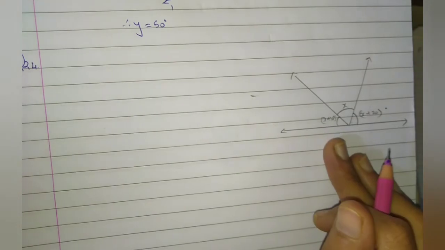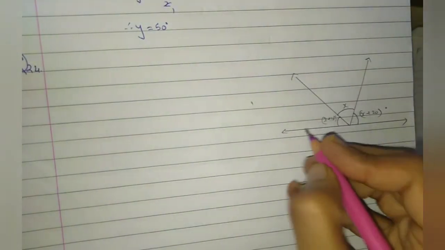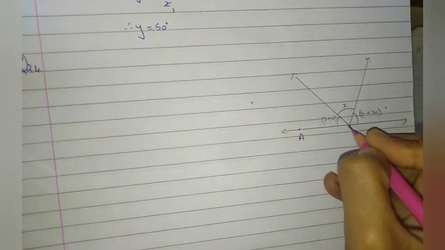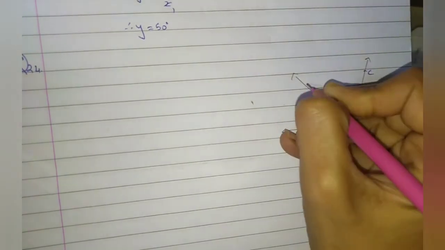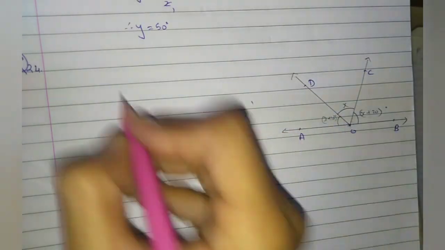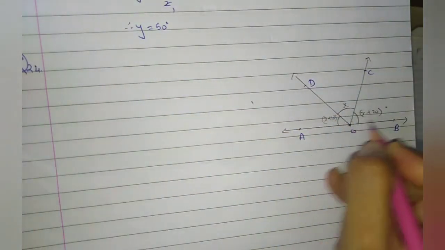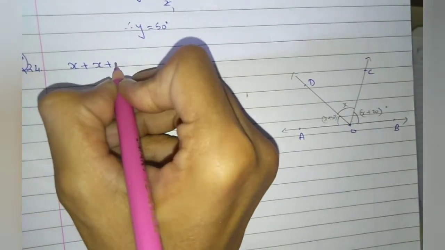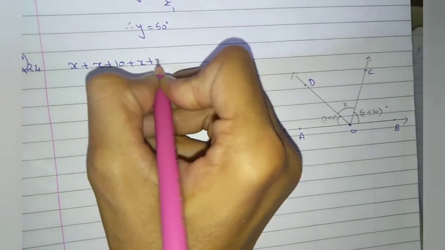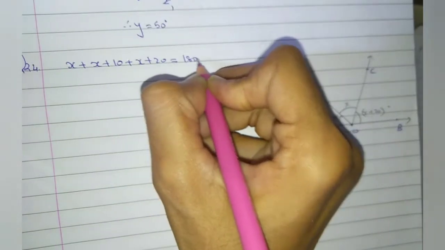So I have drawn this figure. Now first of all we will add all the angles. I'll write here names A, O, B, C and D. Now first we have to write all these three angles, which is x plus 10 plus x plus 20 equal to 180, supplementary angle.